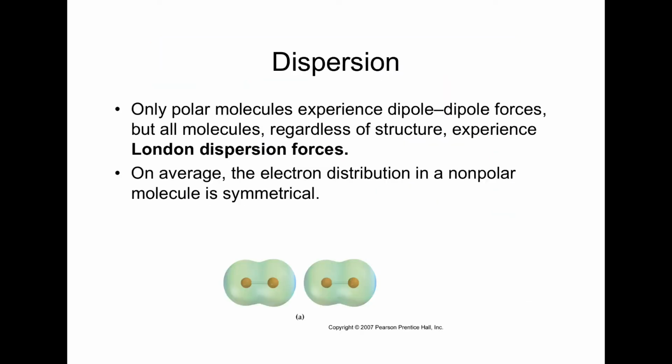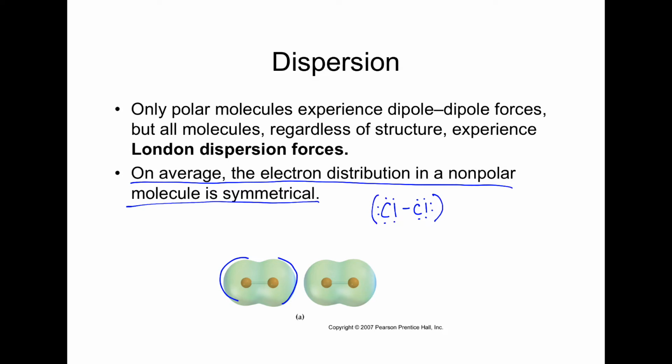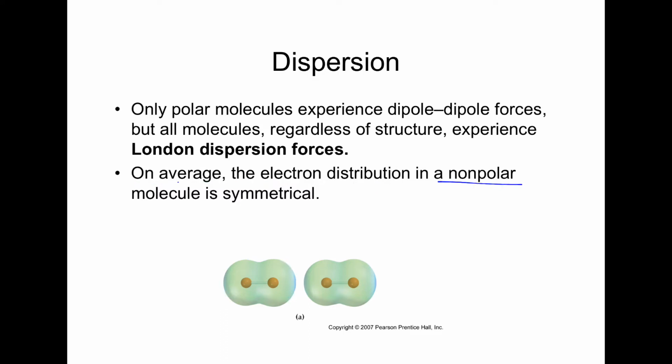Right. So here we have a picture of just a diatomic gas molecule. And on average, the electron distribution in a nonpolar molecule is symmetrical. That means that there's the same number of electrons on this side as there are on this side. This could be something like a chlorine gas molecule. Something like this, where there's the same number of electrons on this side as on this side, and there's no difference in electronegativity, so there's not any polarity in this molecule. So in nonpolar molecules, the electron distribution is symmetrical, and that's what we're seeing here.